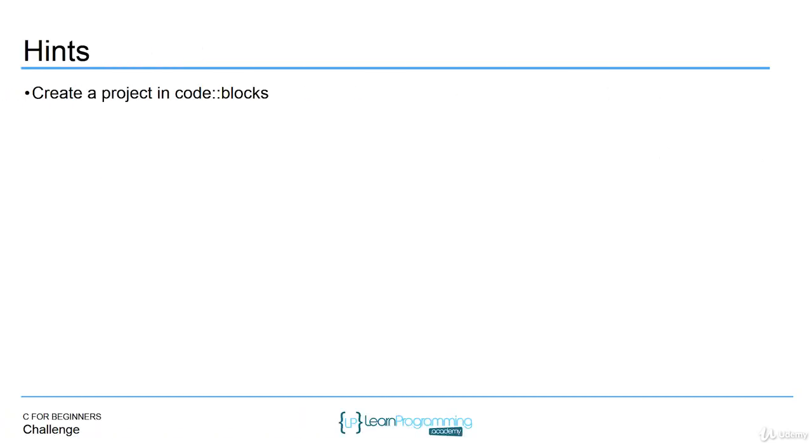Okay, so for some tips or hints for this assignment, you're going to need to create a project in CodeBlocks. You should use a meaningful name for this project. Since this program is basically calculating the perimeter and area of a rectangle, you could name the project rectangle. That's really the simplest thing.